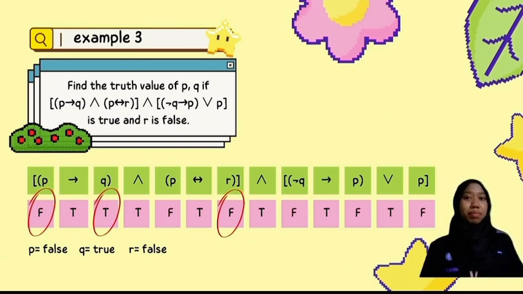Lastly, we have to combine the results. Now let's put it all together. The first part, P implies Q and P is equivalent to R, is true. And the second part, not Q implies P or P, is also true. The values that make the whole statement true are P equals false, Q equals true, R equals false. To summarize, we solved this step by step, checking each part of the statement. This shows how we can use logic to find the truth values.